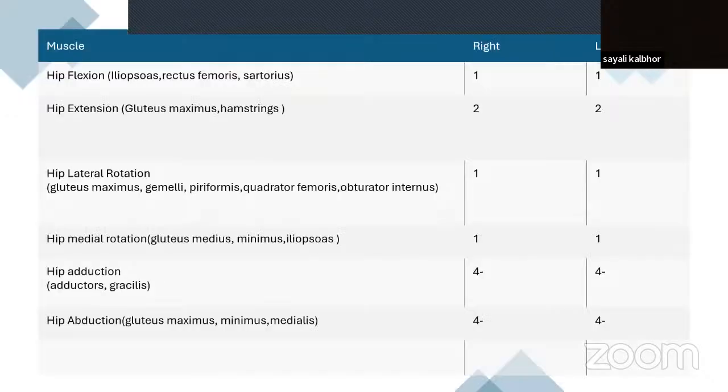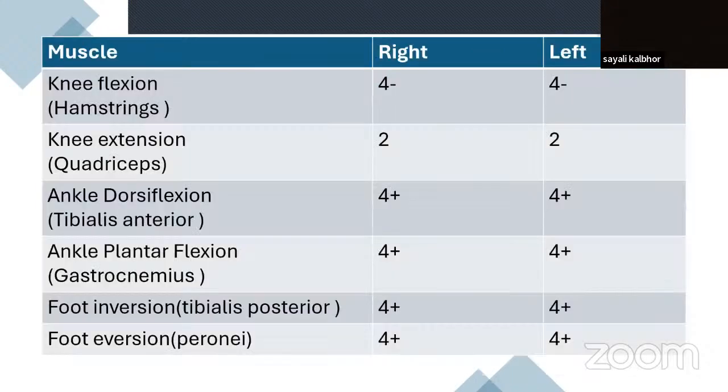In the lower limb, the hip flexion was grade 1 bilaterally. Hip extension was grade 2 bilaterally. Lateral rotation and medial rotation was also grade 1. Hip adduction and abduction was, however, grade 4 minus bilaterally. That was slightly better. The knee flexion was 4 minus bilaterally. Knee extension was grade 2.